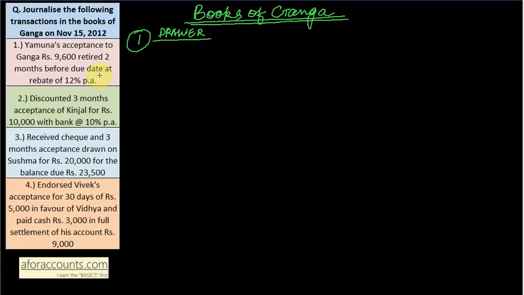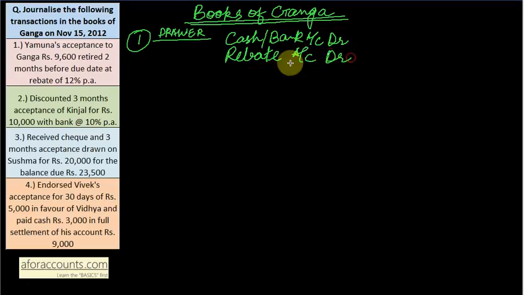So we'll start with the entry. Since I am getting money 2 months earlier, first thing I will do is cash or bank account debit. Then rebate will be attached to cash and bank, that is as good as discount given. So discount always comes with cash. So cash bank account debit, rebate account debit. Before due date at rebate of 12% per annum, so you will credit the drawee. So to Yamuna. And the bill was for ₹9,600.